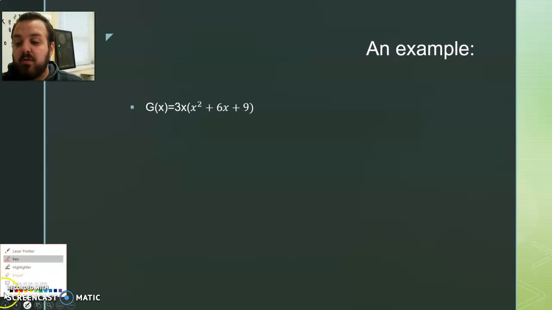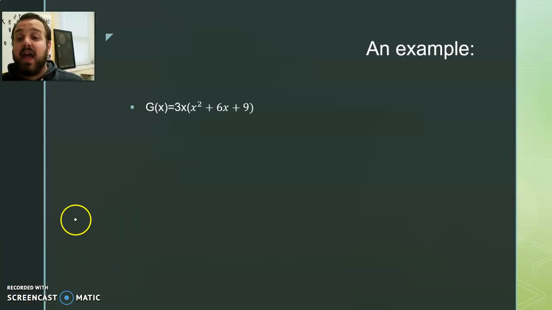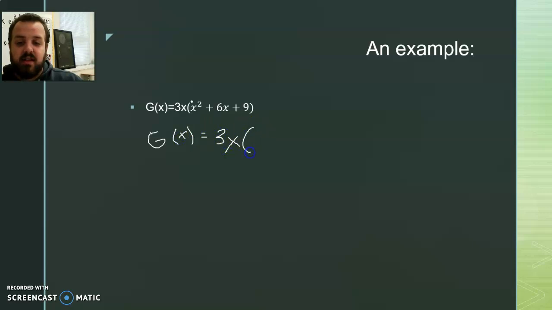Here's an example of what you would need to do. I would ask you, take this function and find for me all the factors and the roots and tell me what their multiplicity is. Now this one's set up where I can just factor this quadratic. So g of x is equal to 3x, and then this quadratic is going to factor into x plus 3 times x plus 3. You could write that as x plus 3 squared as well.